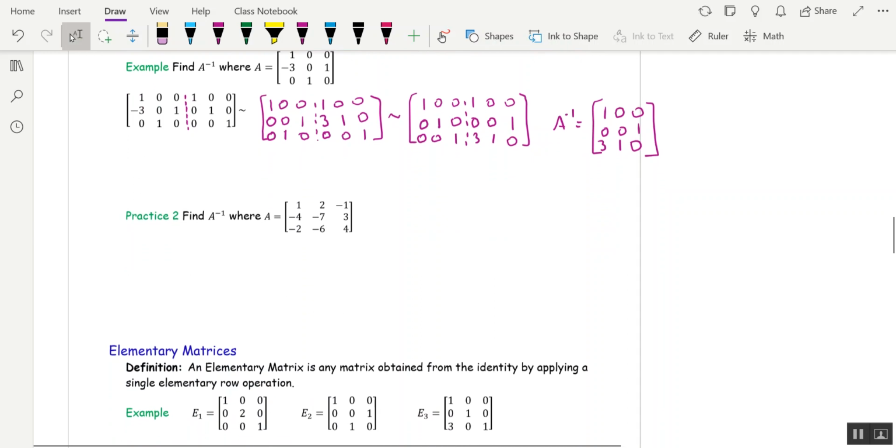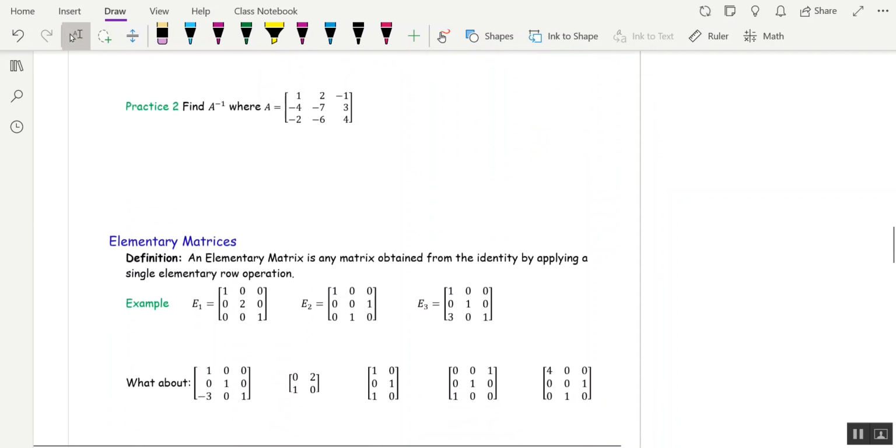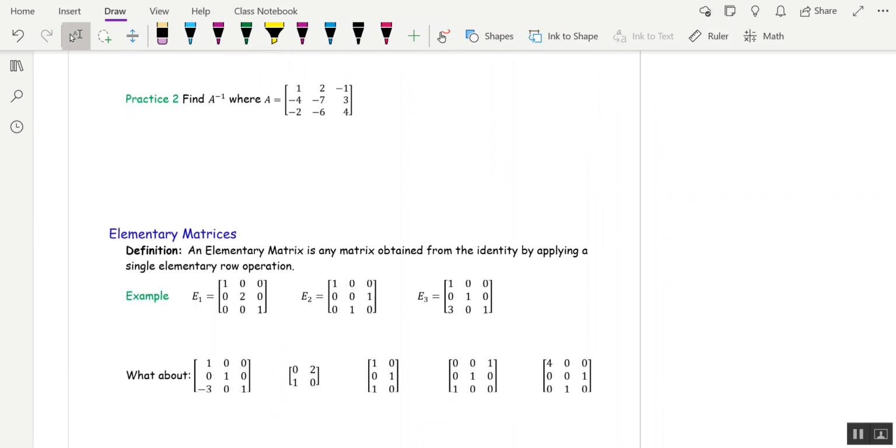All right, we're back again. Hopefully that didn't take you too long. Elementary matrices. An elementary matrix is a matrix that results when you do one row operation to the identity. One, only one. So here are a few examples.